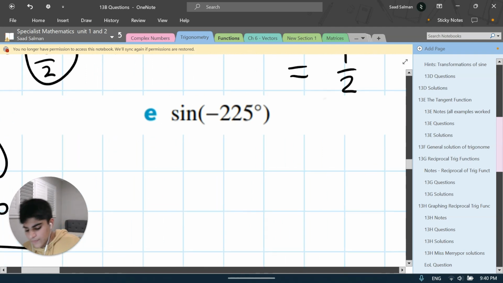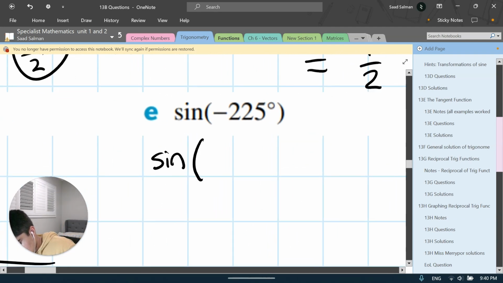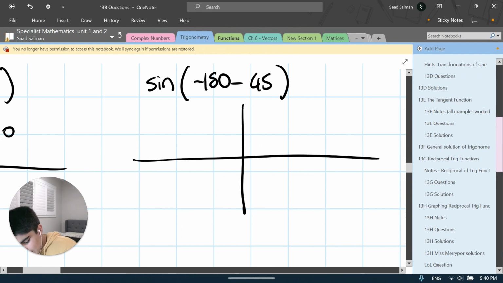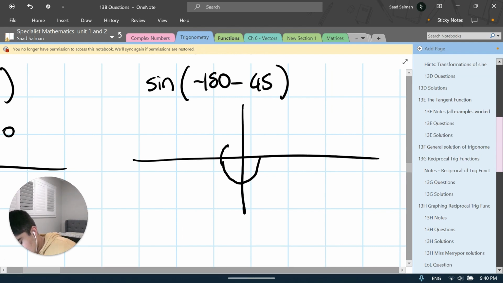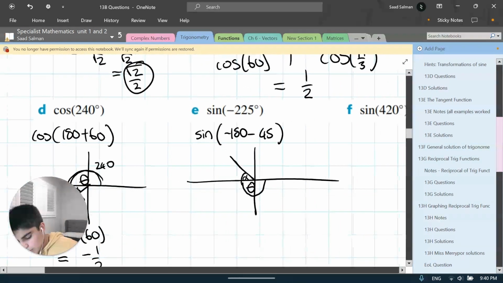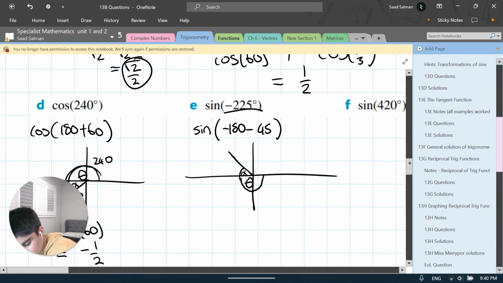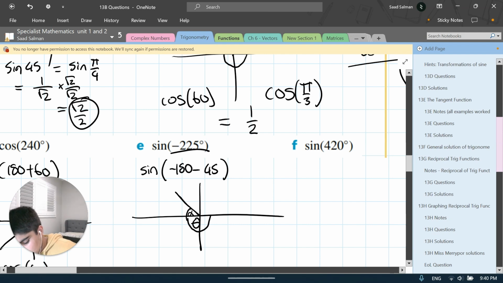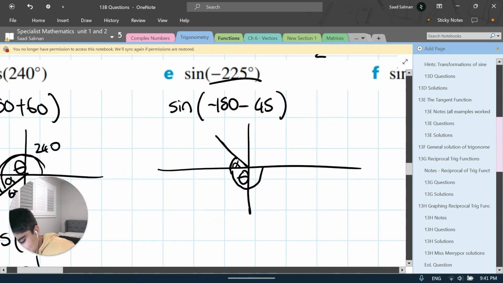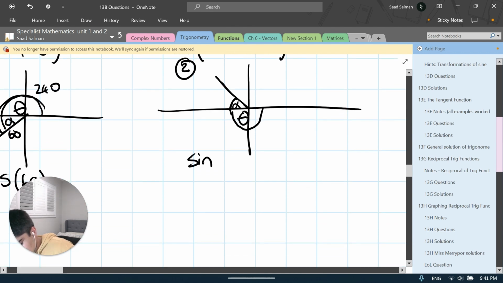Sine negative 225 is equivalent to sine negative 180 minus 45 degrees. Let's picture this. Let's make this theta and this alpha. Theta is negative 225 and alpha is our reference angle. Our reference angle here, 45 degrees, is in the second quadrant. Sine is positive in the second quadrant, so this is equivalent to sine 45, which is 1 over root 2.